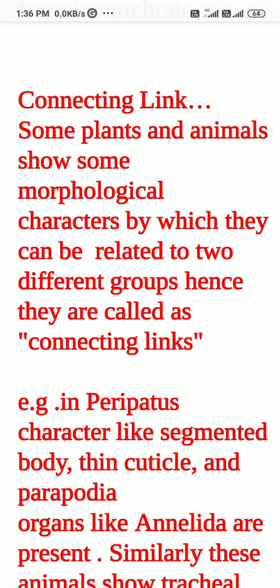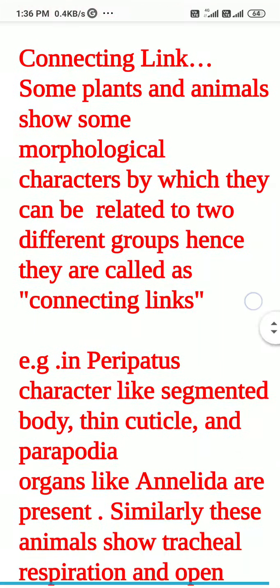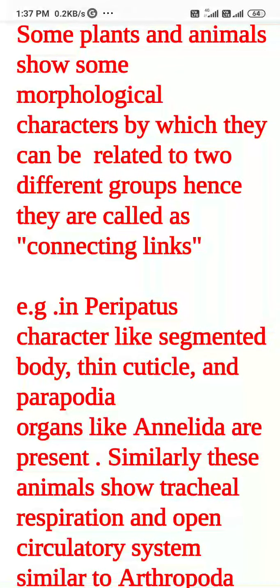Connect means to join something. Here, connecting link means joinder. Some plants and animals show some morphological characters by which they can be related to two different groups. Hence, they are called connecting links.